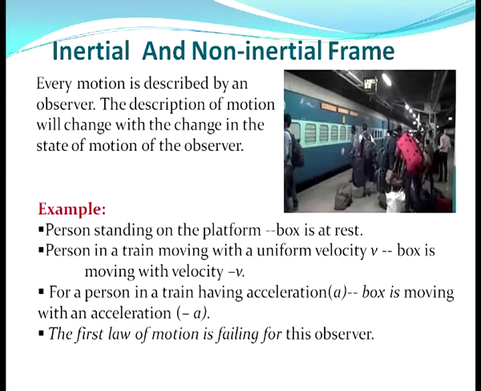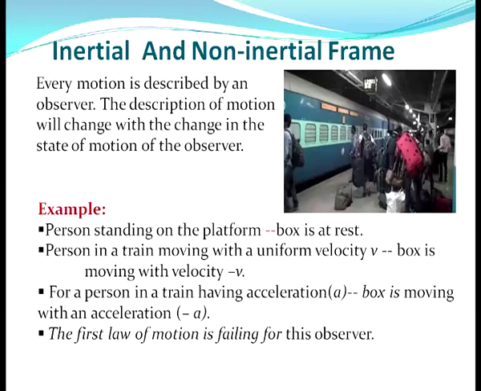Every motion is described by an observer. The description of motion will change with the change in the state of motion of the observer. For example, a person is standing on the platform and a box is lying on the platform. For the person who is standing on the platform, the box is at rest, but for a person in a train moving with uniform velocity v, the box is moving with velocity minus v. So, the two persons are viewing the same box or same object differently.